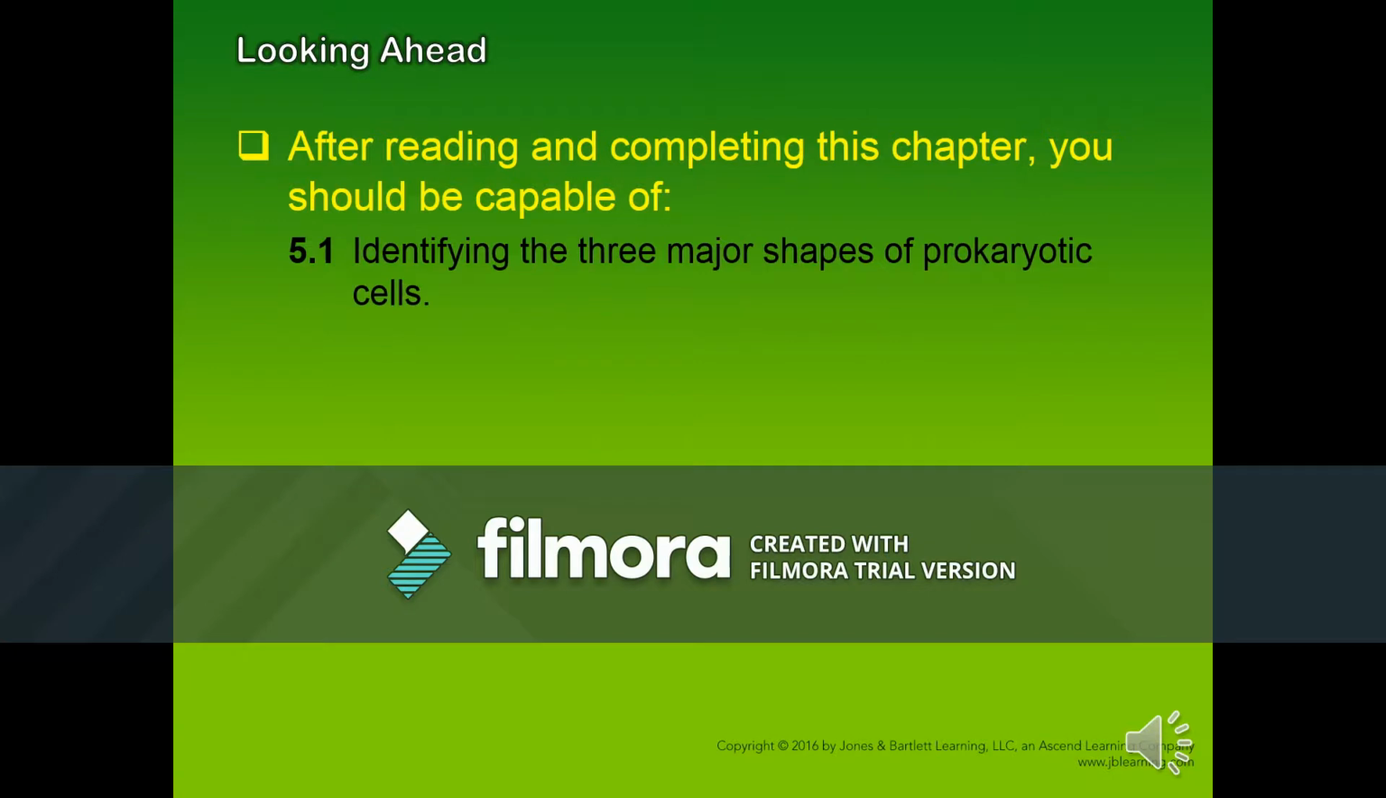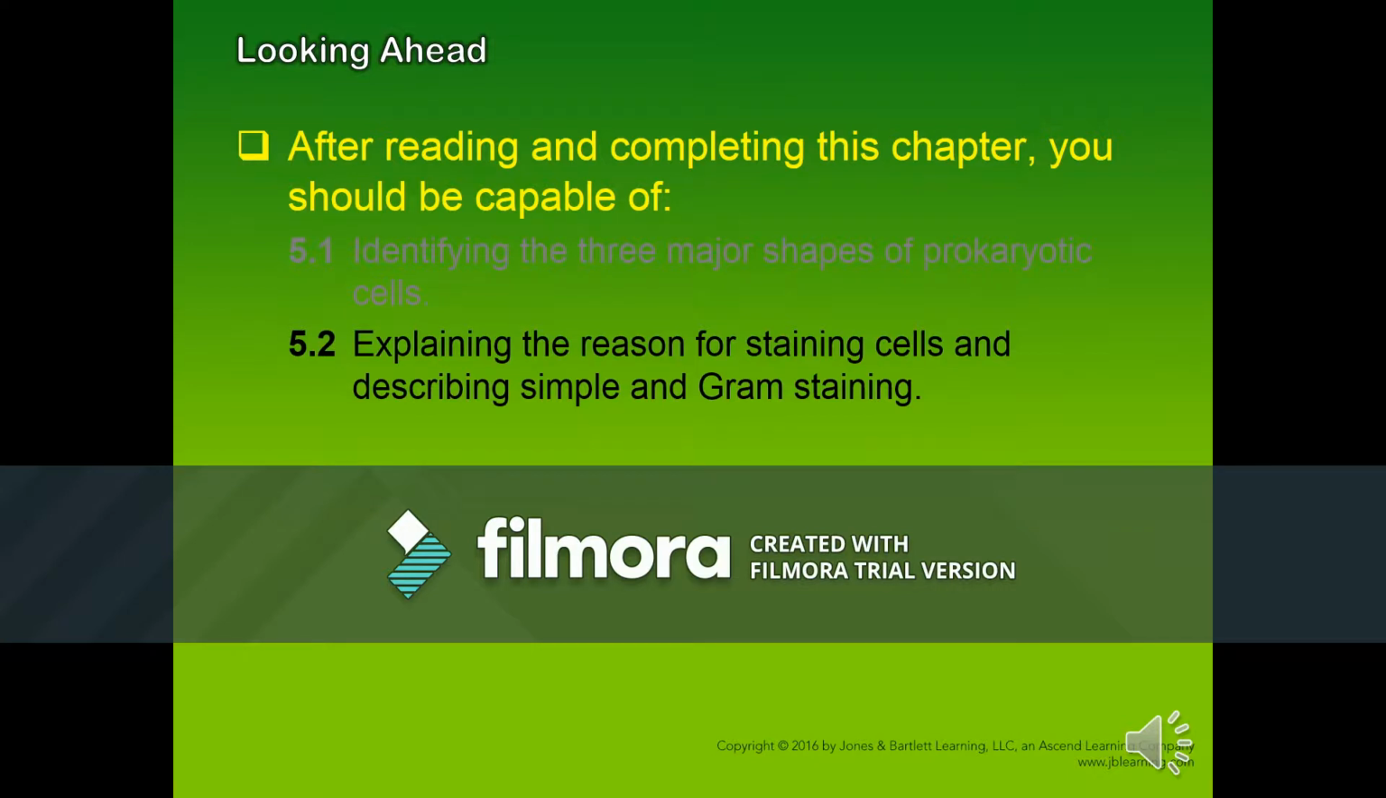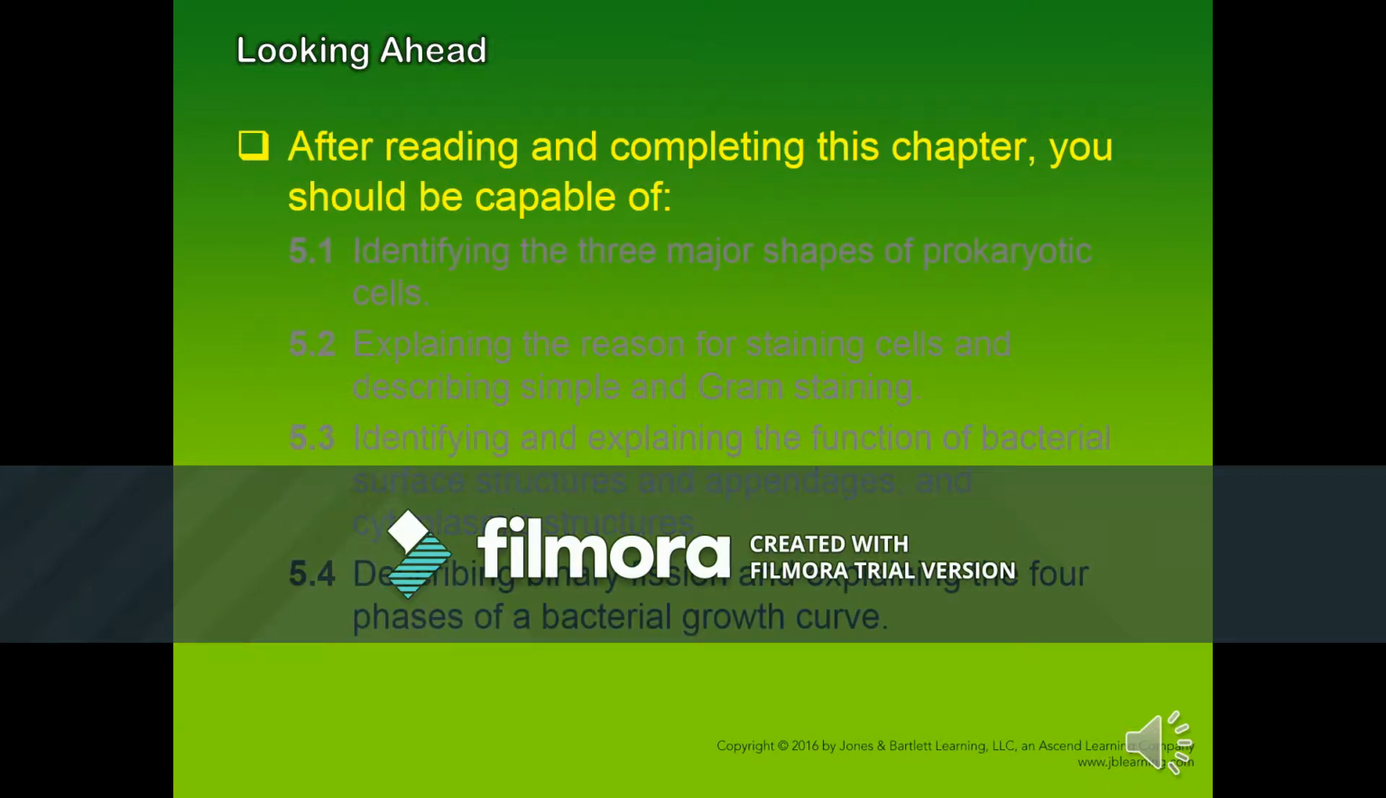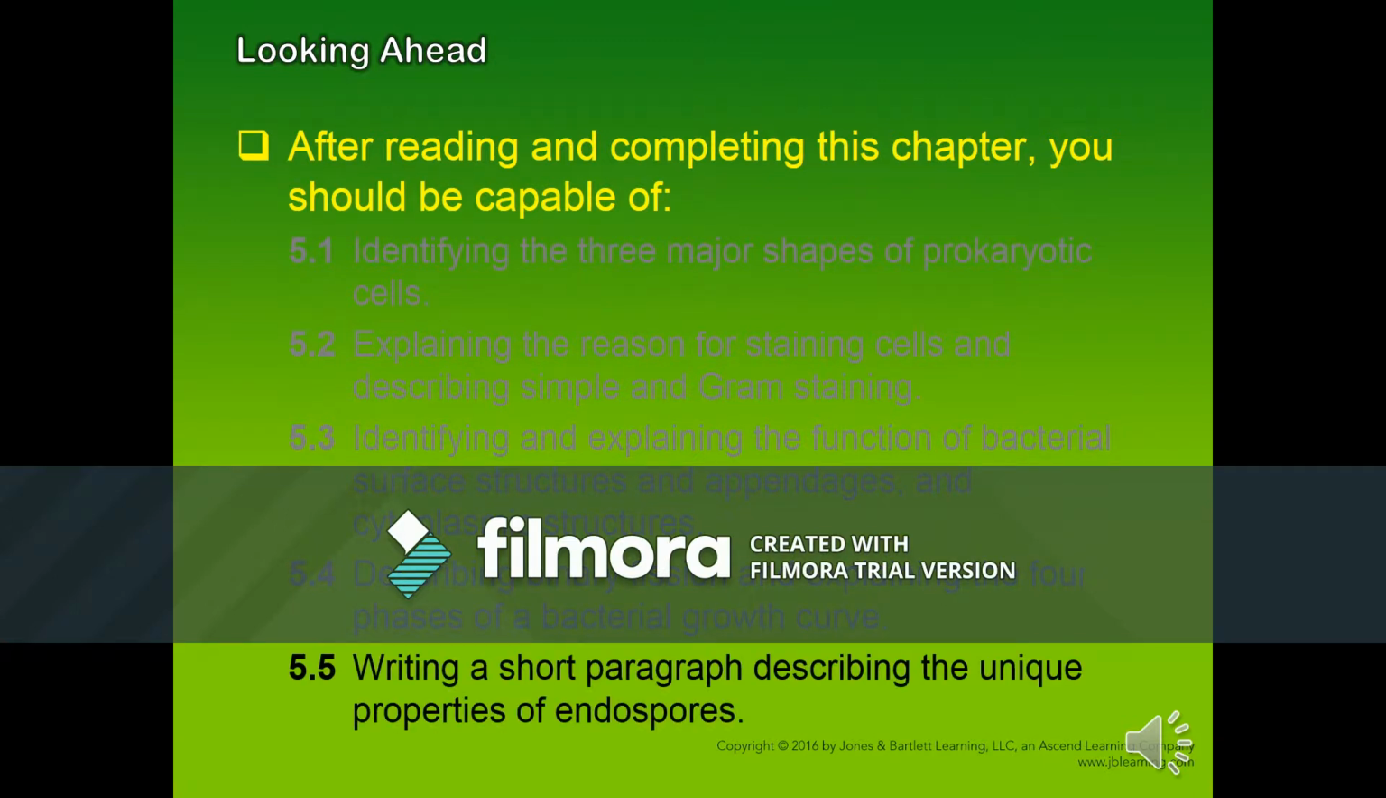identify the major shapes of bacteria, explain the reasons for staining cells, and most importantly, the Gram stain. Identify and explain the function of bacterial surface structures and appendages and their cytoplasmic structures. Describe binary fission and explain the four phases of the bacterial growth curve. Be able to write a short paragraph describing the unique properties of endospores.